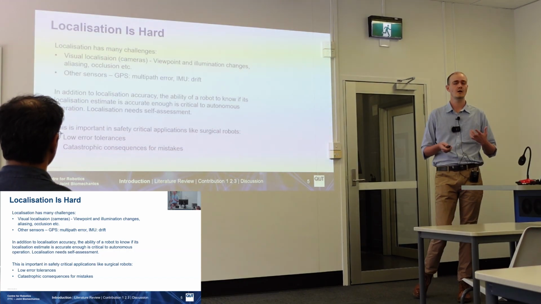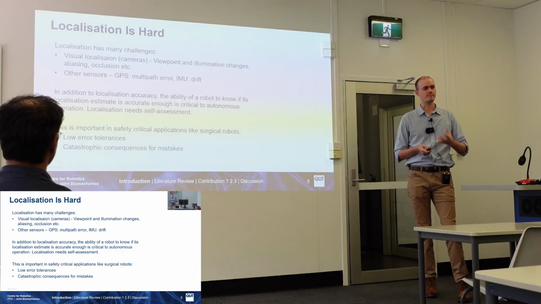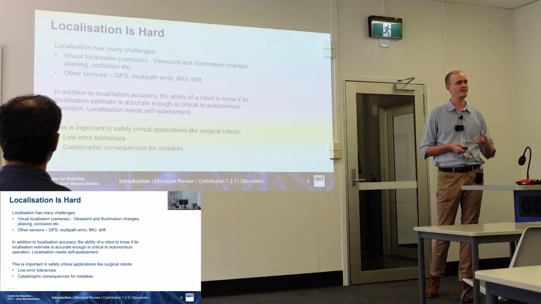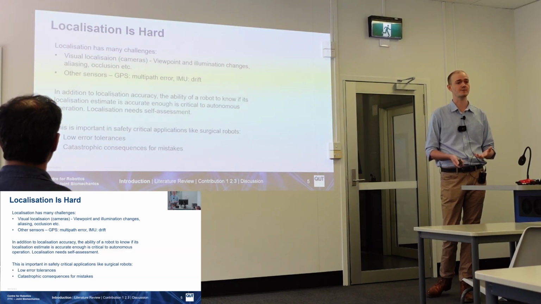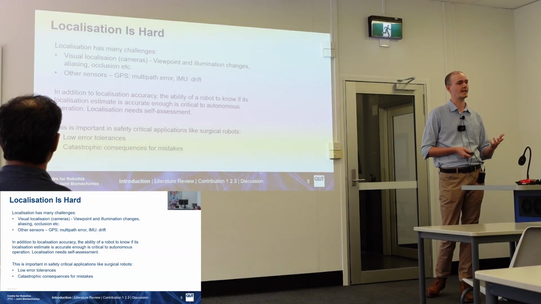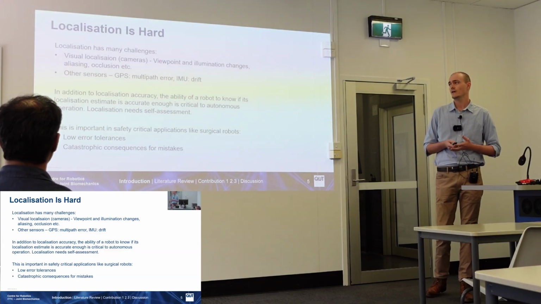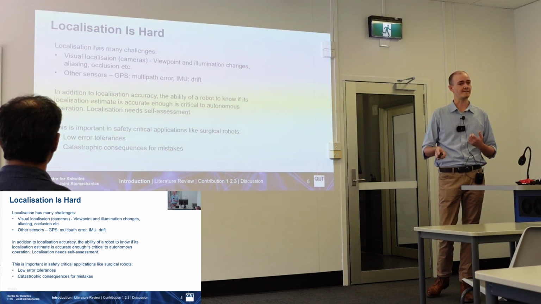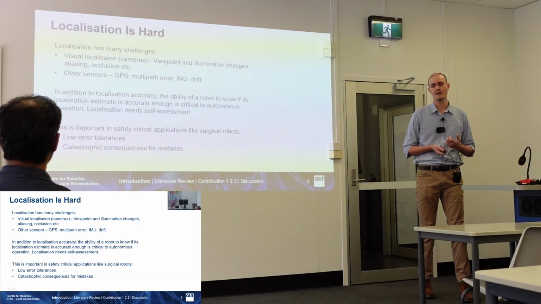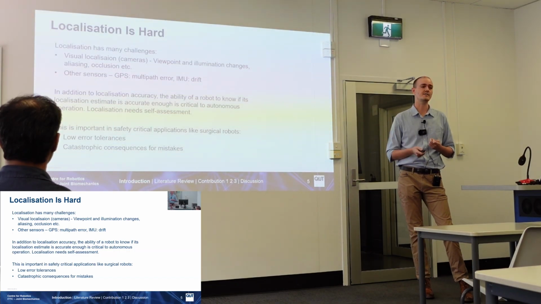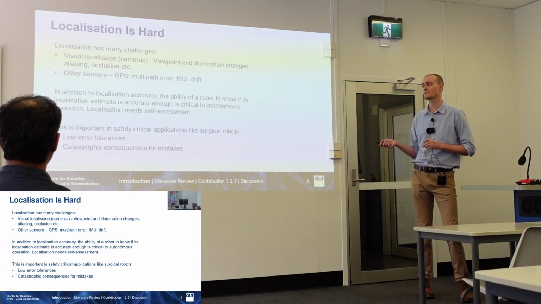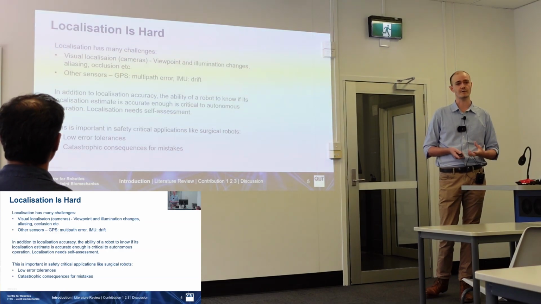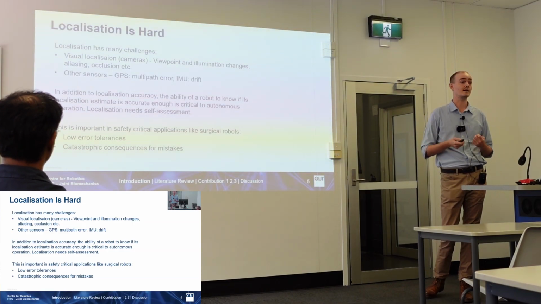What this means is that the ability of a robot to self-assess its own localization estimate, determine if that's accurate enough for the task it's trying to achieve, is really critical to it being able to operate autonomously. This means that self-assessment is necessary for localization to be able to operate effectively and safely in real deployments. And this is particularly important in safety-critical applications like surgical robots, where error tolerances are very low, normally measured as a few millimeters or a few degrees, and the consequences of mistakes are potentially catastrophic.